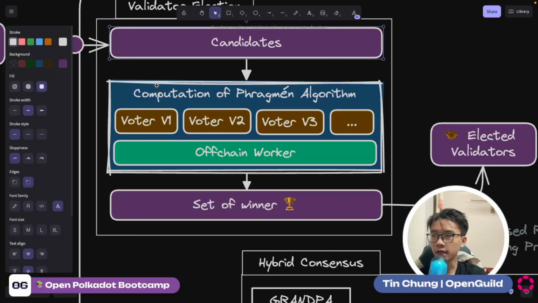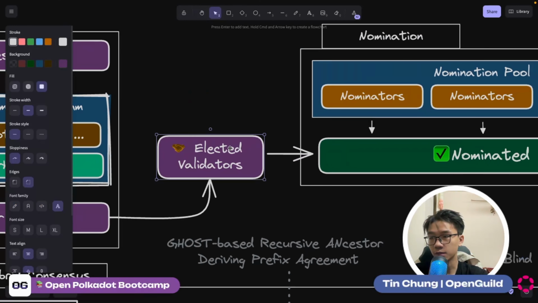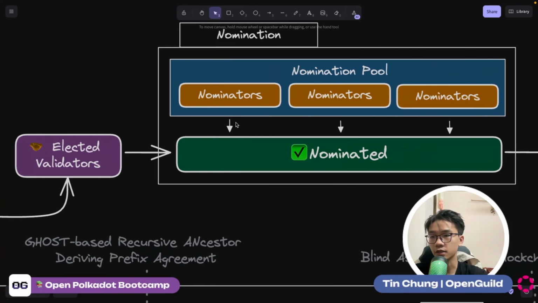Then from these candidates, there's a computation of the Phragmén algorithms. This happens off-chain, because if you have millions of validators participating and staking in your network wanting to become the elected validator, then it's not ideal to process 1 million validators or 1 million voters on a runtime. So you need these Phragmén computations to happen off-chain, and it's going to be on the off-chain worker that we already mentioned in the hook sections. And after these computations, we have the set of winners. When you have the set of winners, this means you have the set of elected validators.